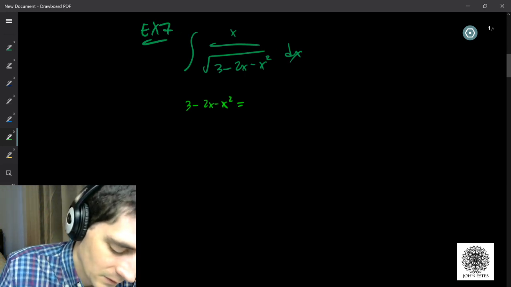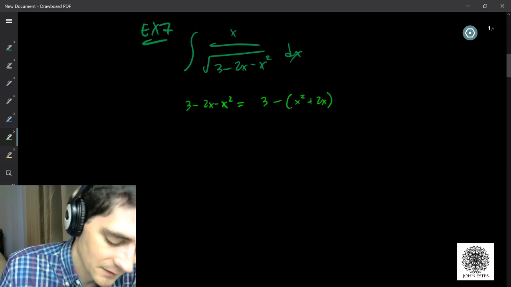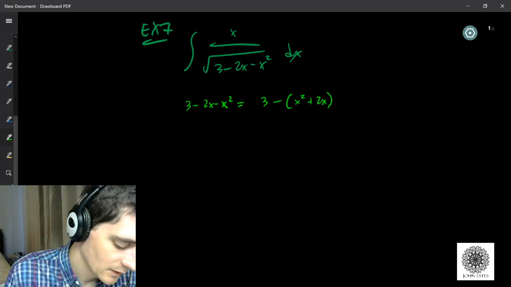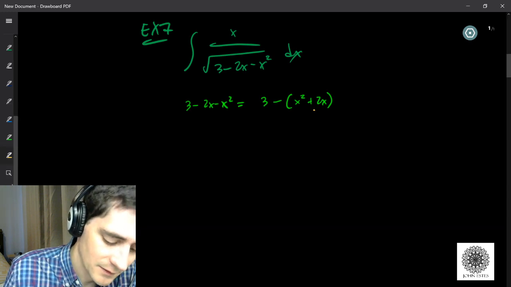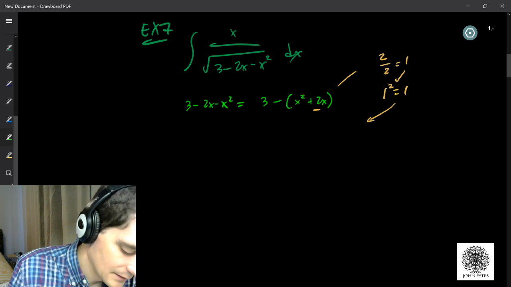All right, so here's what I'm going to do. I'm going to say 3 minus, that's the same thing as x squared plus 2x. Okay, so I factored out the negative and put the quadratic term first. And now remember, to complete the square, what you do is you take the linear term coefficient, you divide by 2, and then you square that. And then you're going to add it in.